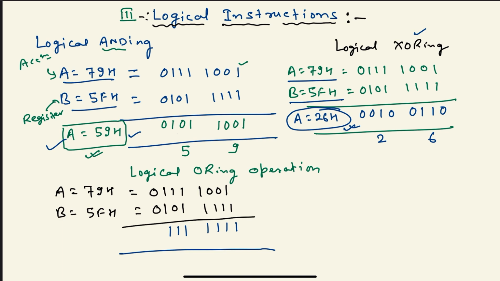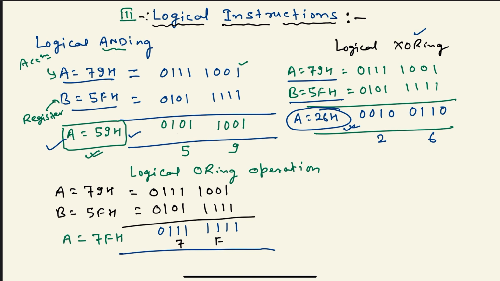And in this logical ORing operation, from the last stage, both the inputs are 0, so this will be 0. So what will their hex equivalent be? Their hex equivalent will be 7 and F. So the result stored into the accumulator after this operation will be A is equal to 7FH. It will be stored into the accumulator.